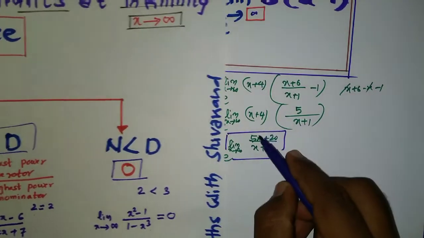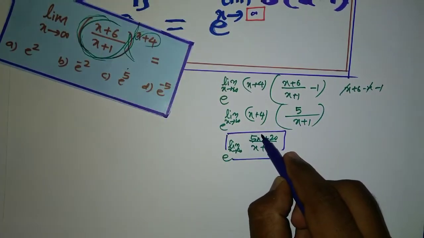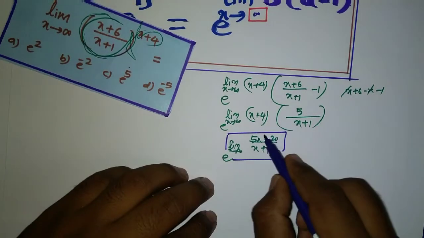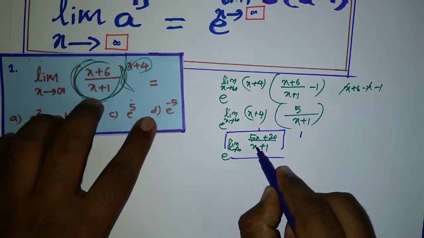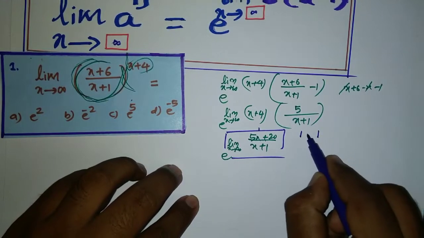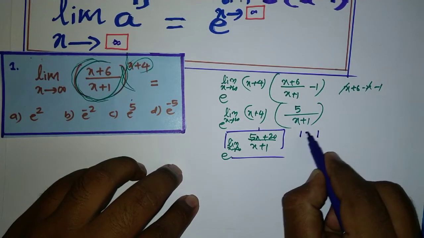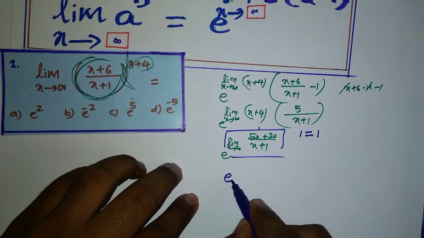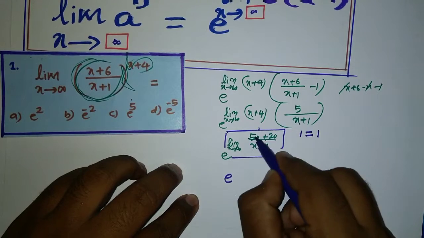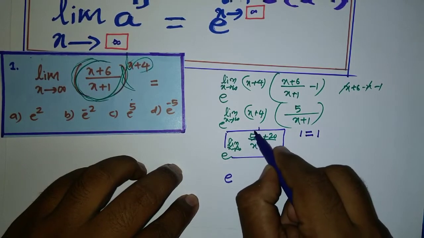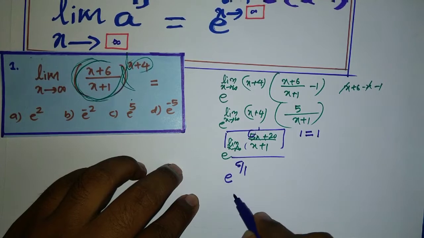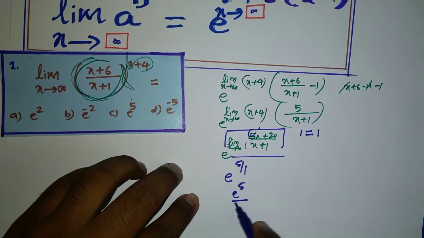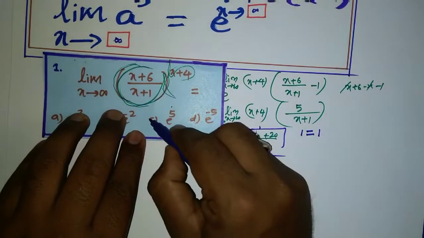Check the degree here. What is the degree of the numerator? 1. What is the degree of the denominator? Also 1. If the degree of the numerator is equal to the degree of the denominator, your answer is simply the ratio of the highest coefficients in numerator and denominator, nothing but 5 by 1. So the answer is e raised to 5. Option C is correct here.